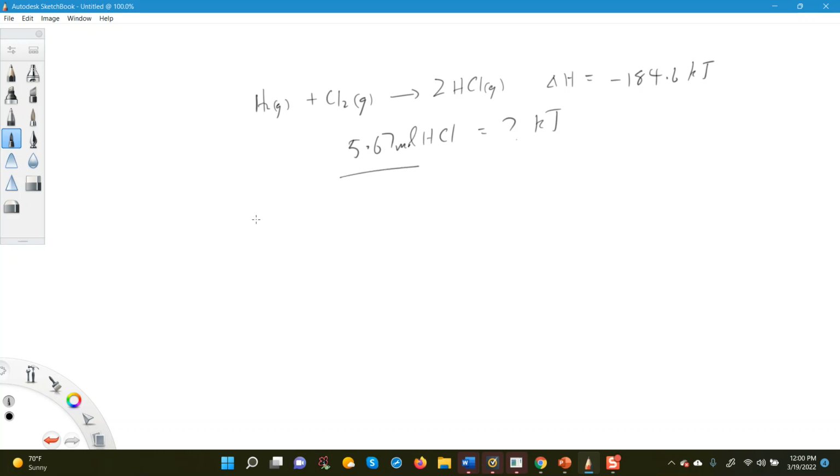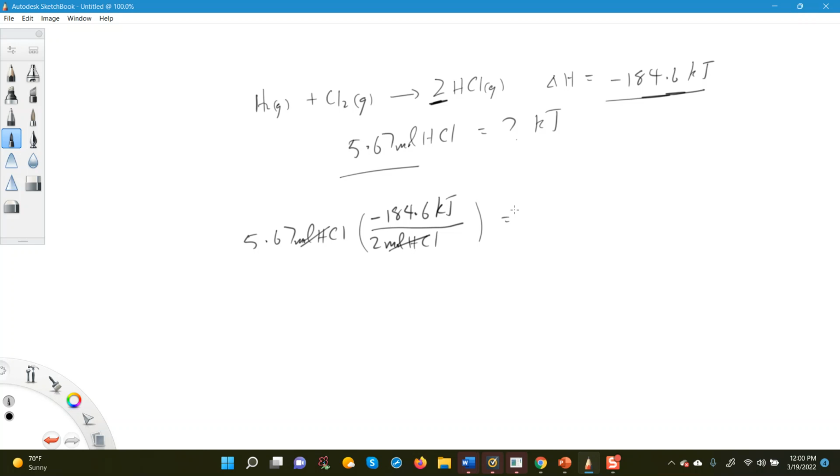So what I would do in this case is start off with the given moles of HCl, and I will multiply that by a conversion factor which reflects the relationship between the moles of HCl and the enthalpy change, right? So in this case, I'll put 2 moles of HCl down here, and up here I'll put minus 184.6 kilojoules above as a numerator. This goes with that, and then you do your number crunching, which is what I'm going to do right now.